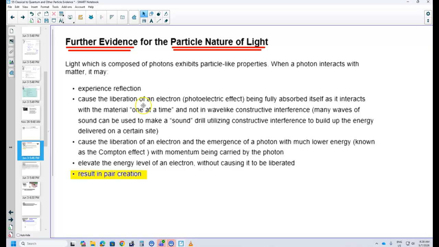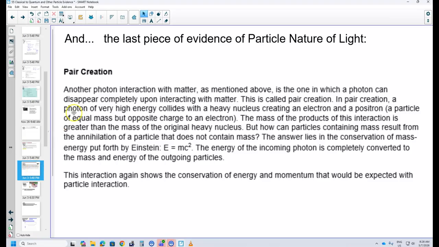Further evidence of the particle nature of light is this pair creation thing. So another photon interaction with matter is that when a photon interacts, it can create a pair of particles.